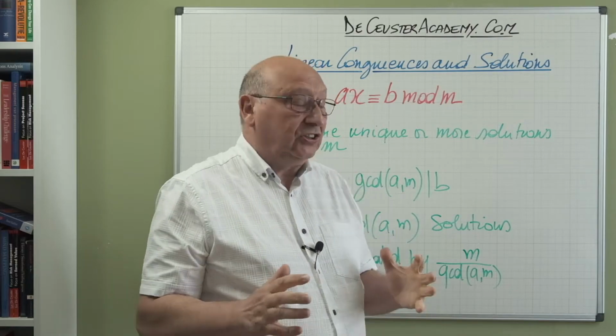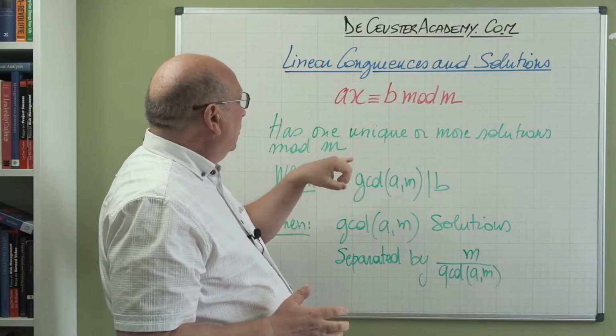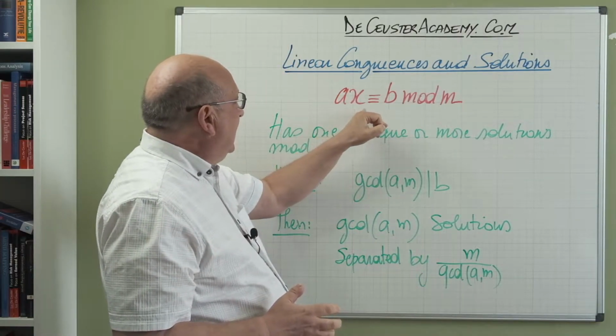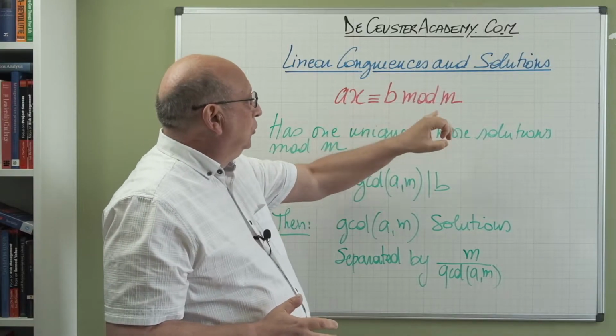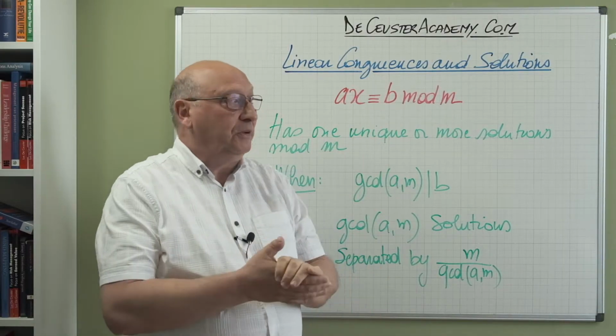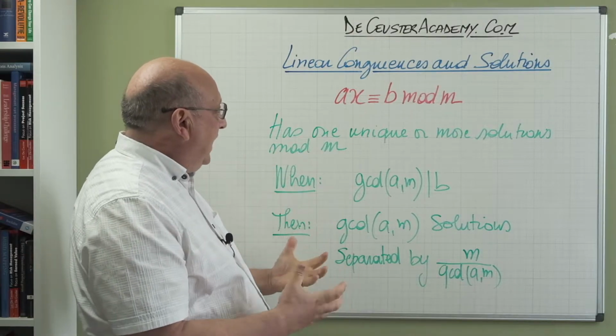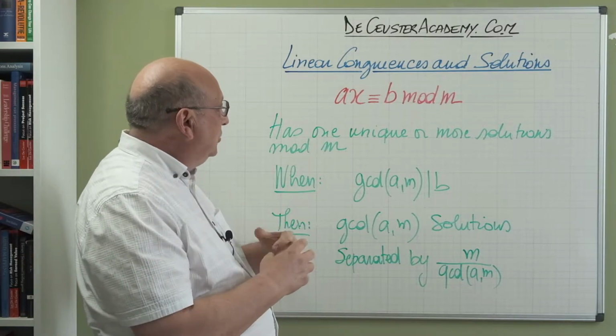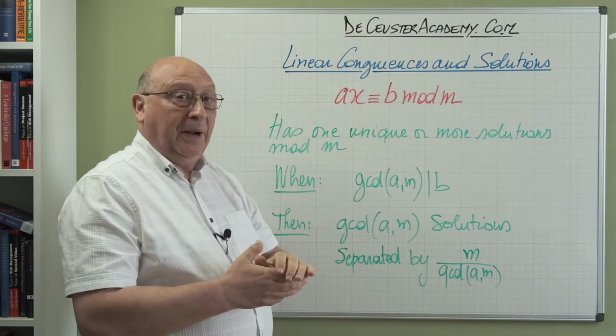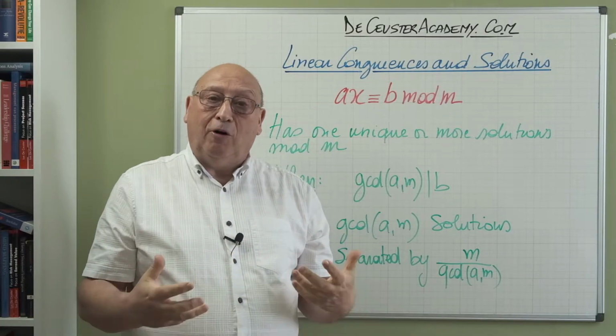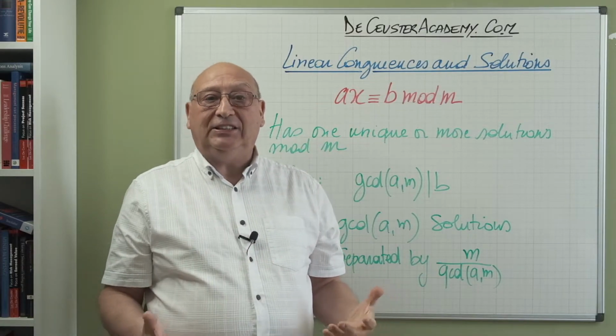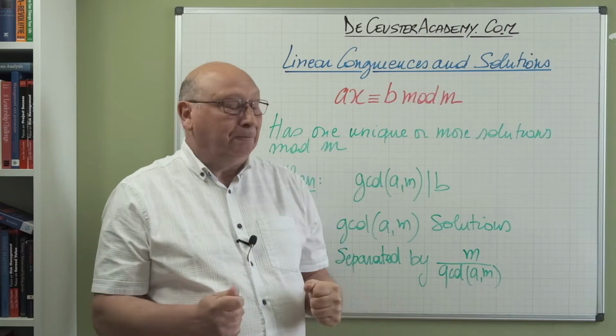Linear congruences are equations of the form AX is congruent B modulus M. We've seen congruences before and we can work with those congruences. Now we have to find the parameter X. What value of X satisfies this equation?